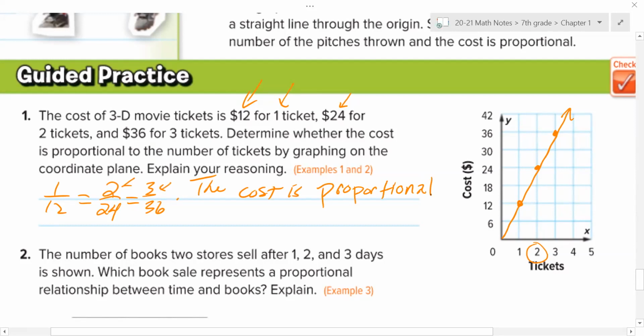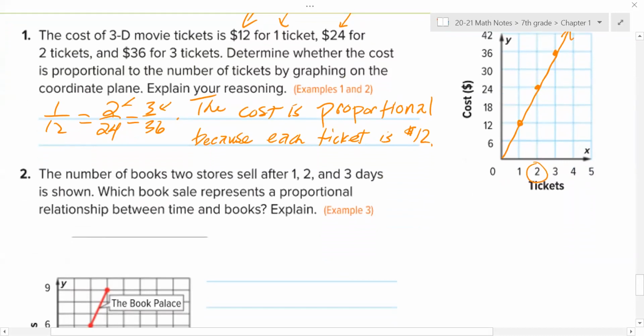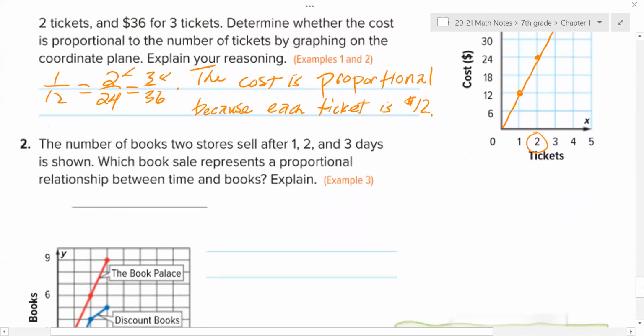Cost is proportional because, and here's another way you could do it, each ticket is $12. That's one way you could put it, because the ratio is the same. I could also write because the ratio from tickets to price is proportionate, or it stays the same. It's not a situation where you have a fee. It's just $12 for a ticket. No matter how many tickets you get, it's going to be $12.